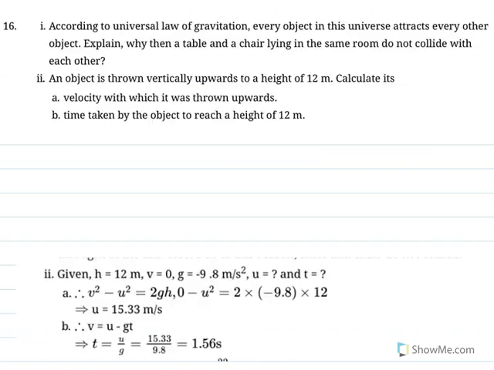According to the Universal Law of Gravitation, every object in this universe attracts every other object. Explain why then a table and a chair lying in the same room do not collide with each other. And the reason is because the gravitational force is very weak and it is unable to move the bodies.